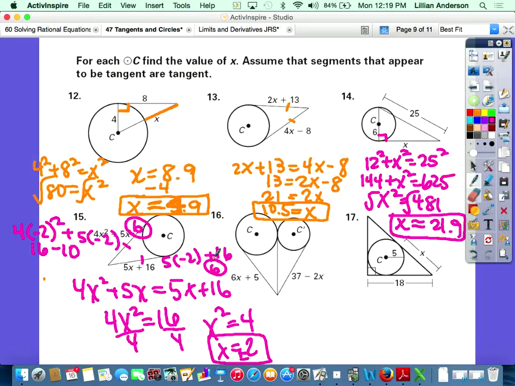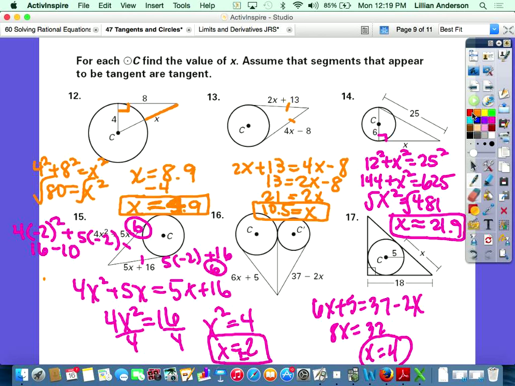16. I set it up the same way that I did number 13. 6x plus 5 equals 37 minus 2x. What is x going to be? 4. And you'll have 8x equals 32. X is 4.